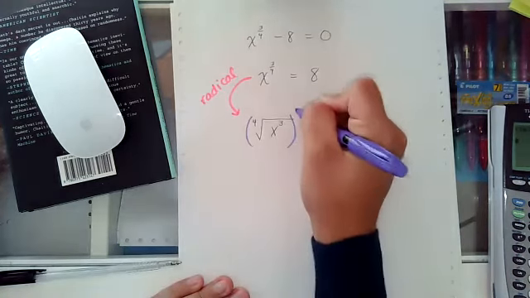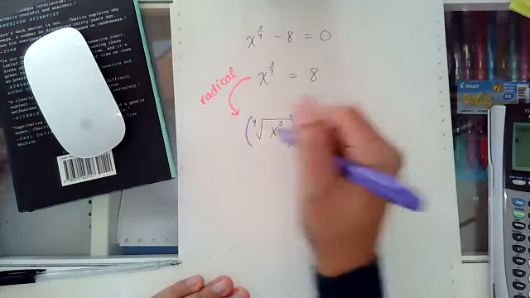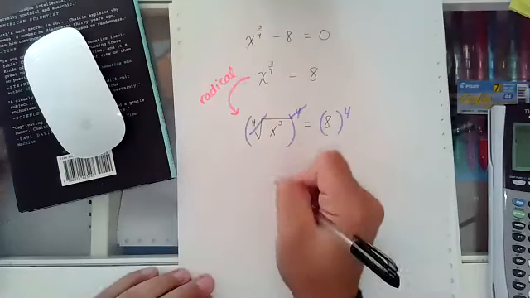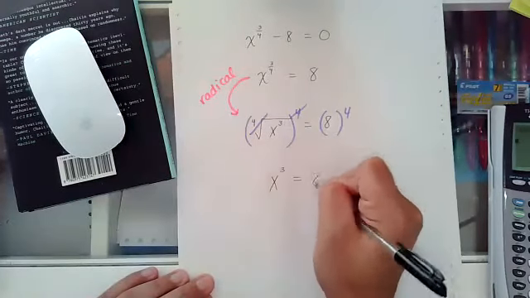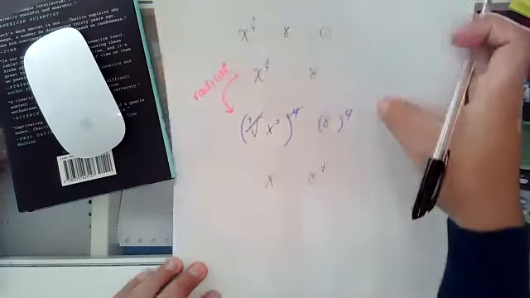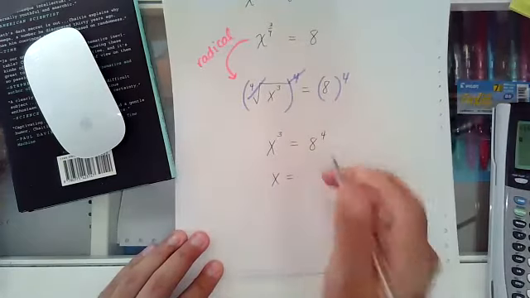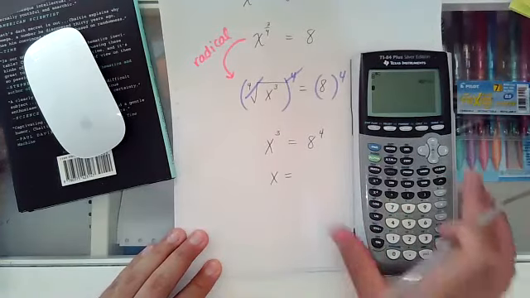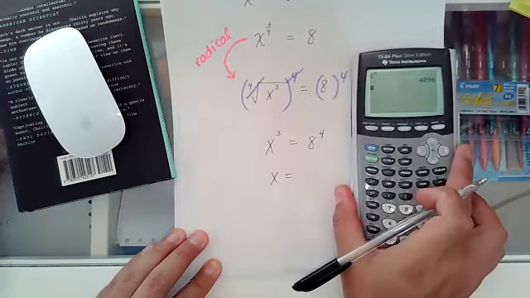So we'll raise both sides to the 4th power so that we can cancel out this root. You have x to the 3rd power is equal to 8 to the 4th power, which will be x is equal to whatever 8 to the 4th power is, 4,096.